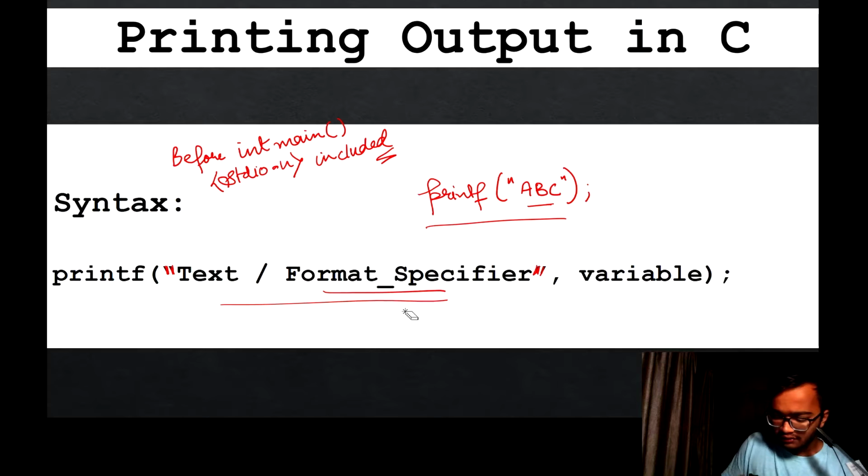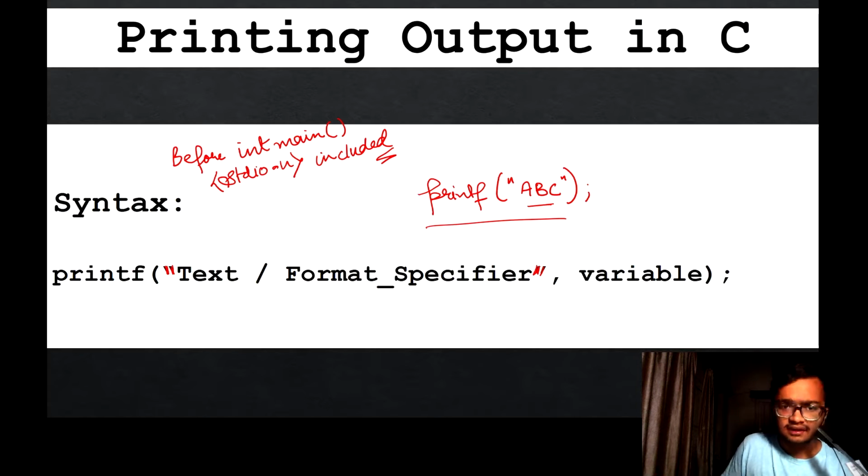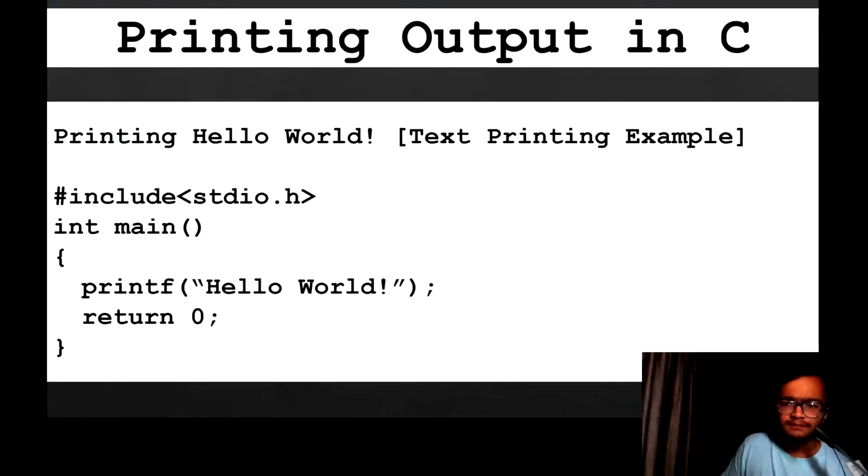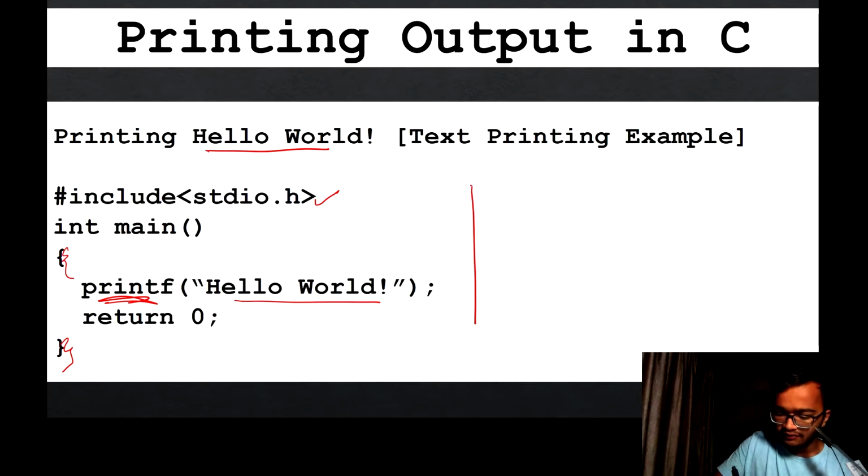So this was about printing text. If you want to print the value of a variable, we use a format specifier and the variable name. Let's see how to print specifically a text. Here we are printing hello world on the screen. The header file inclusion is done first. I have already mentioned this is the int main function, with the opening brace and closing brace. Here is the printf function, which is printing hello world on the screen. If you run this code, hello world will be displayed on your output screen.